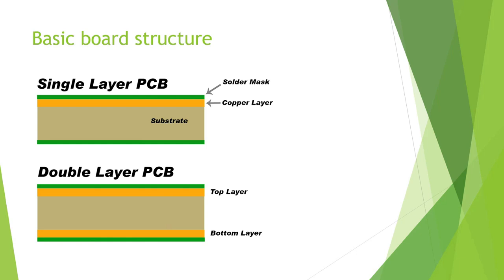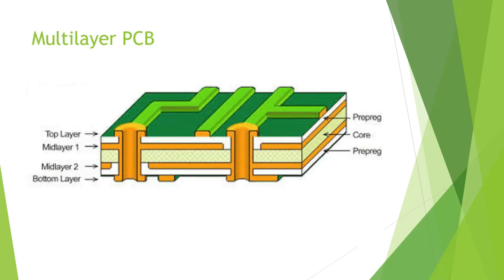Like that double-sided PCB, the two copper layers exist, top layer and bottom layer, and in the inner there's a substrate material, like a sandwich between top and bottom. The top solder mask and bottom solder mask also exist. Okay, so this is a multi-layer PCB, which is the stack-up for a four-layer PCB.